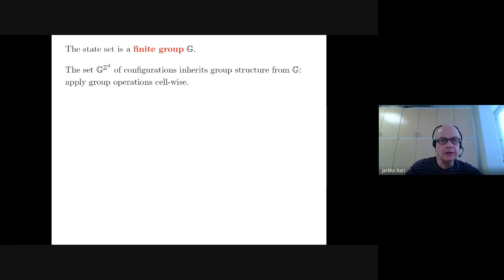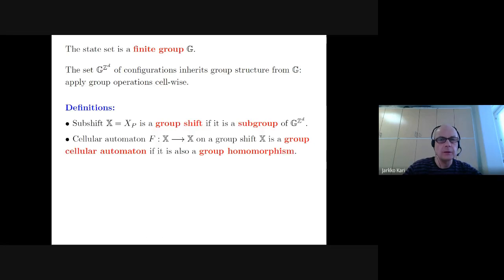you automatically get also a group structure on configurations, where you just apply the group operation cell-wise. So you can add or multiply in the group two configurations so that you just multiply the values in each cell separately. So we have a group structure on this set of configurations.